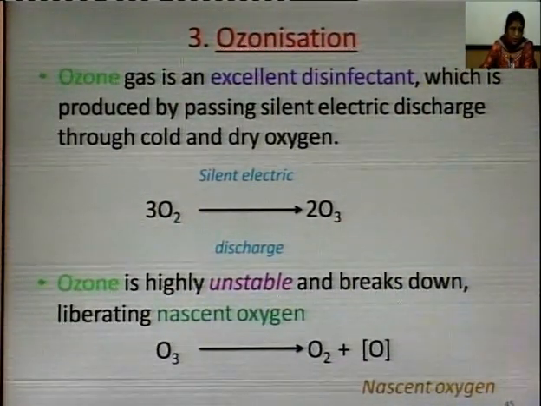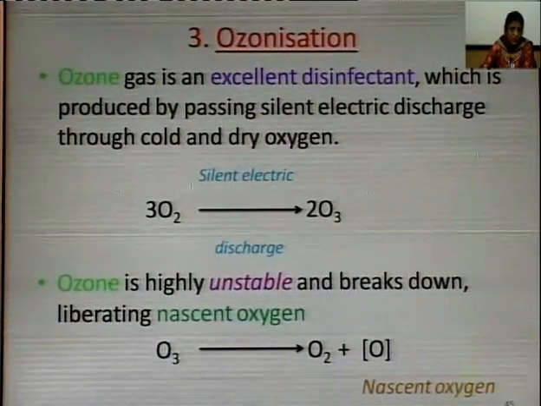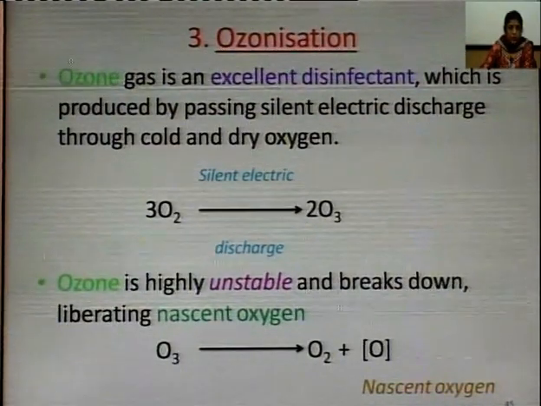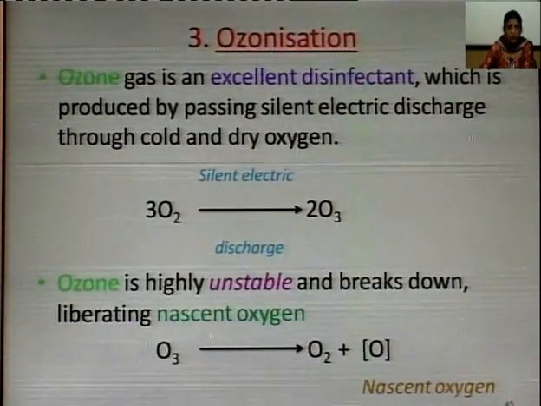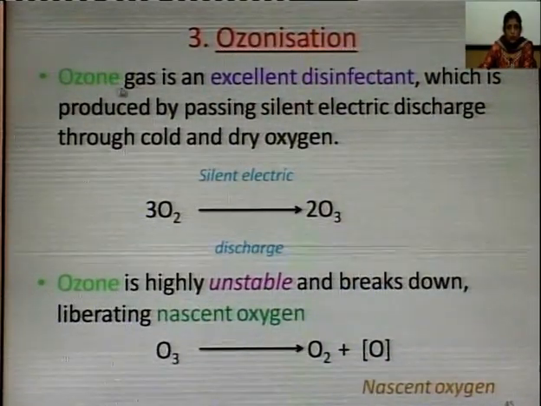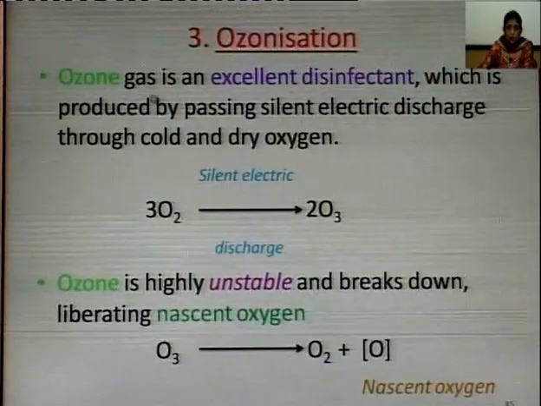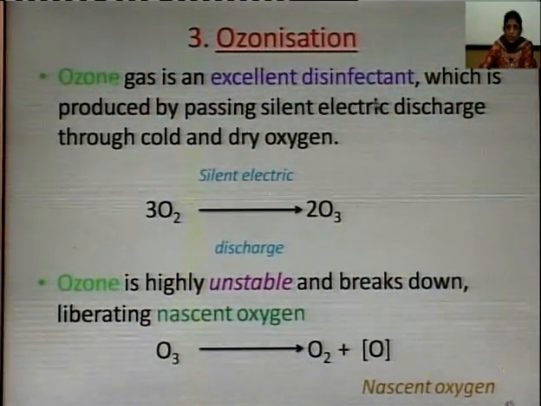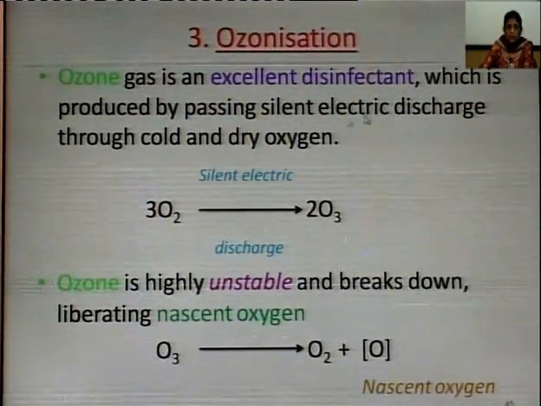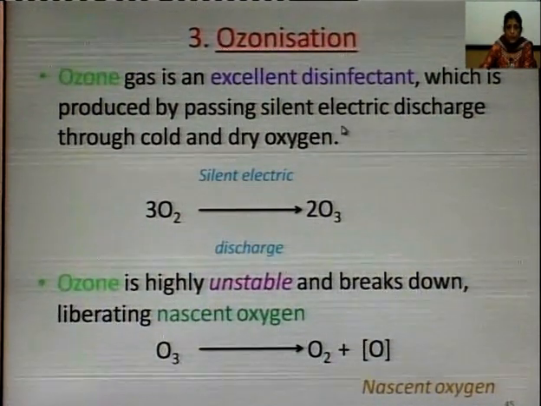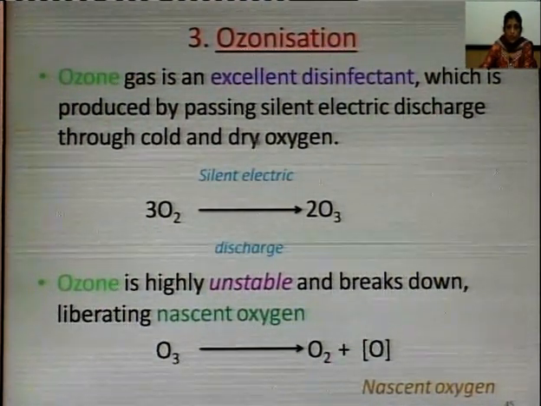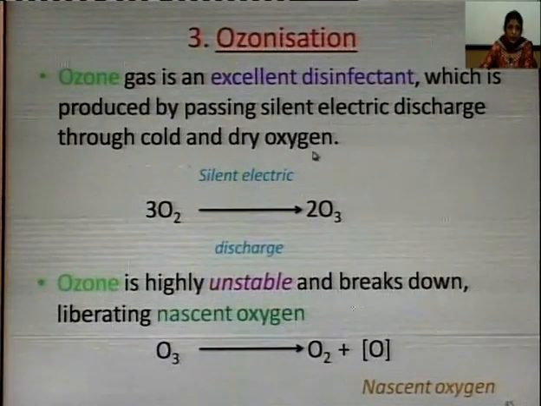The third type of sterilization is by ozone, and the step is called ozonization. Ozone has the chemical formula O3. Ozone gas is an excellent disinfectant which can be produced by passing silent electric discharge through cold and dry oxygen.